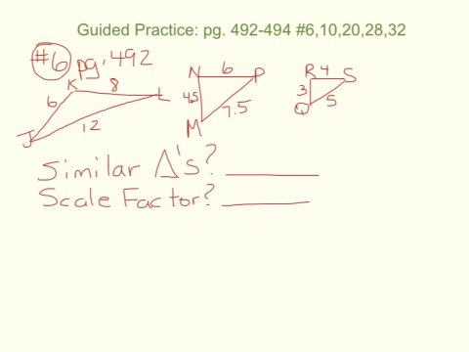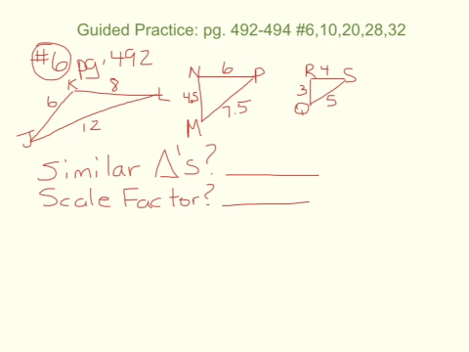So the problems that I'll be showing you are on pages 492 to 494, numbers 6, 10, 20, 28, and 32. So on number 6 on page 492, they want to know which pair of these triangles is similar, and then once we find the similar pair of triangles, we're also going to find the scale factor.